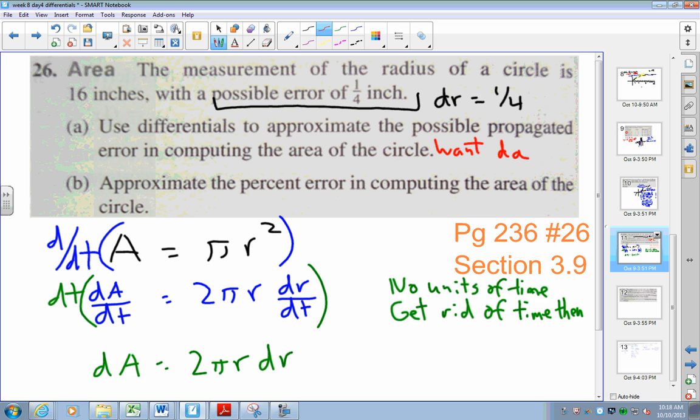I know what dr is. When I measure my circle, I'm off by 1/4 of an inch. That makes sense? Like in real life, you can't always measure perfectly. But I can at least say, I think I'm off by like 1/4 of an inch.